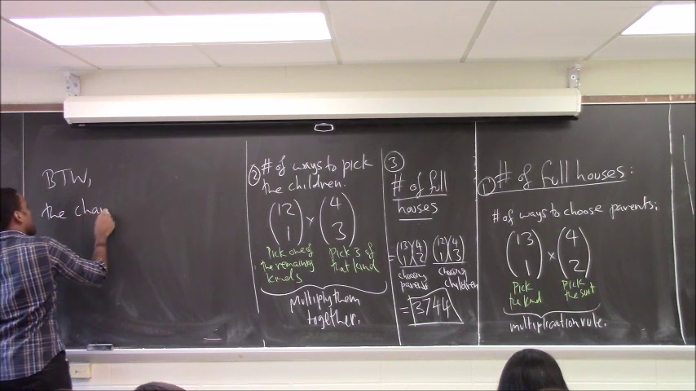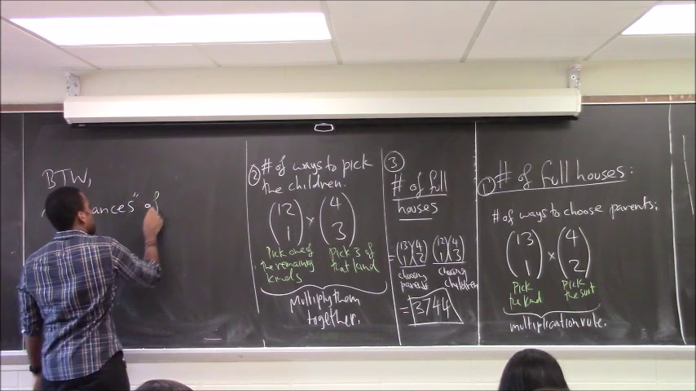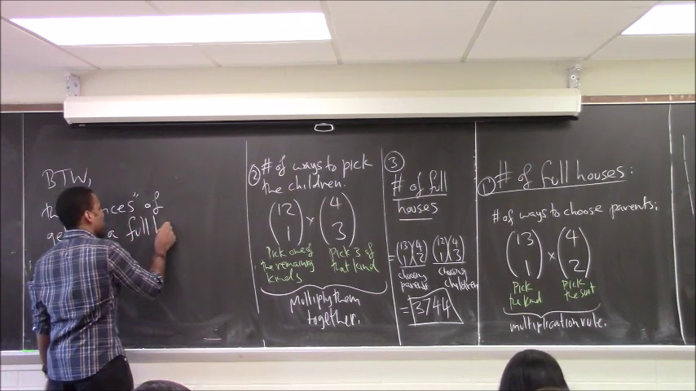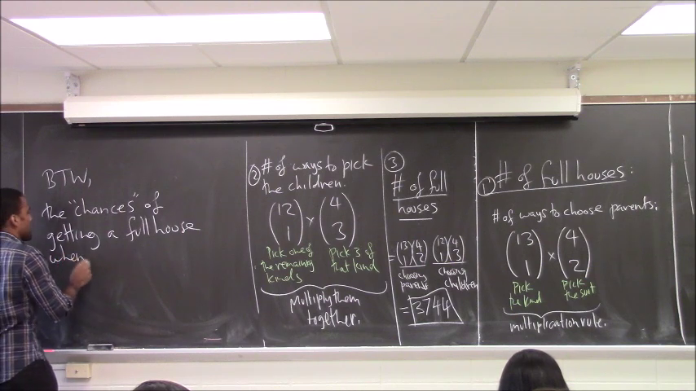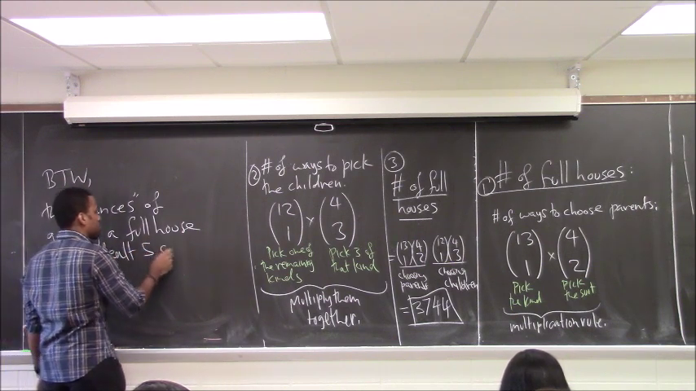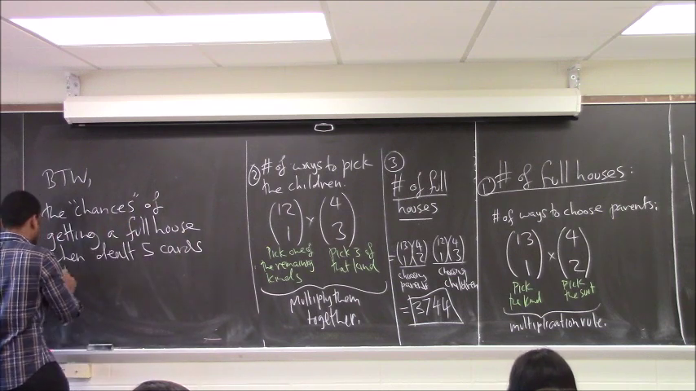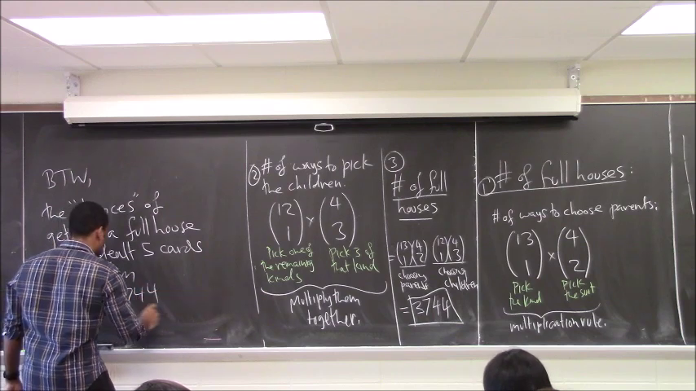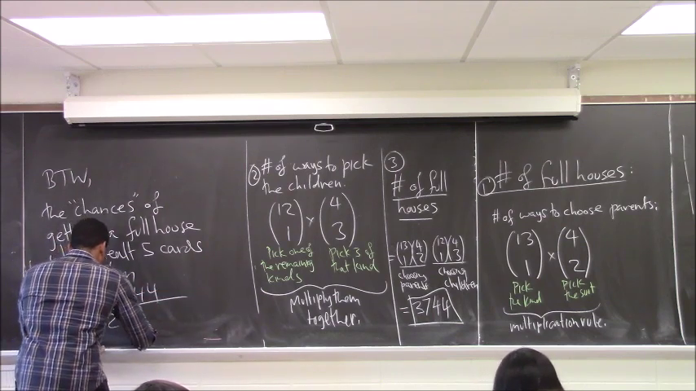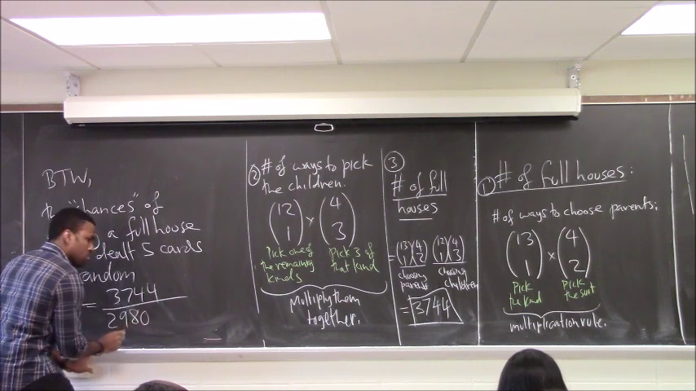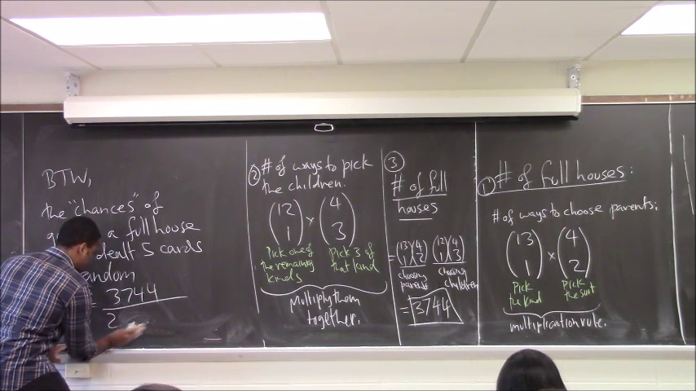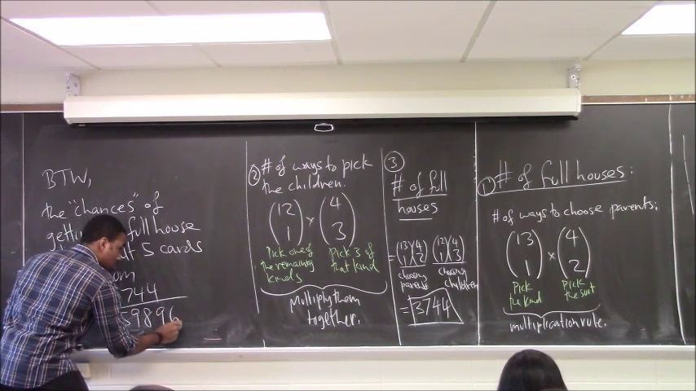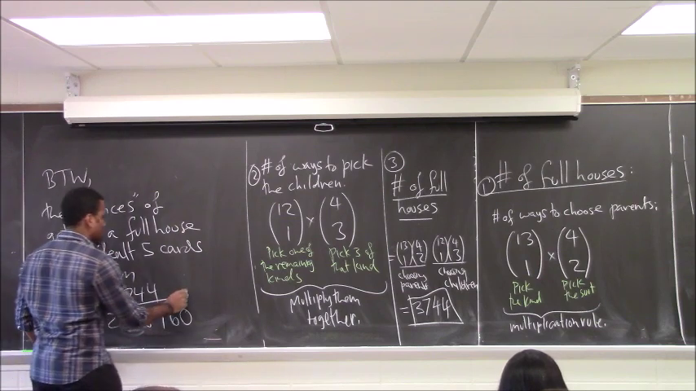The chances of getting a full house when dealt 5 cards at random is going to be equal to the 3,744 divided by that thing I just erased. That's 2,598,960.